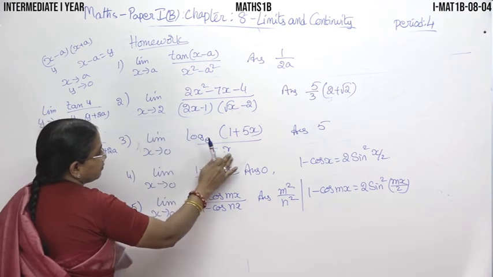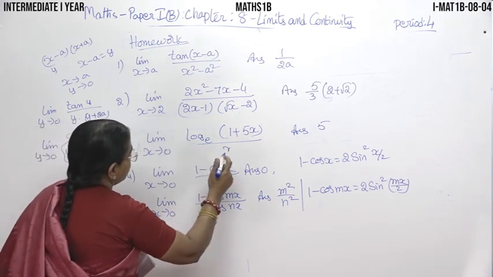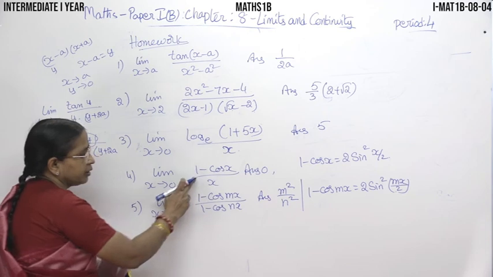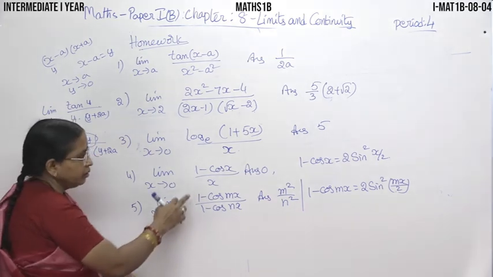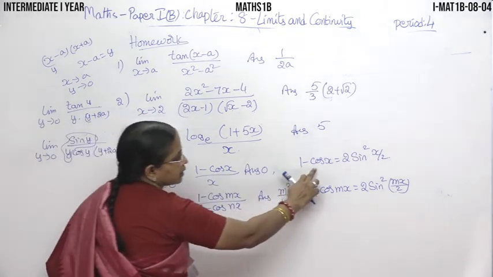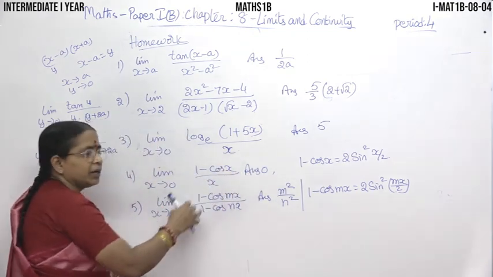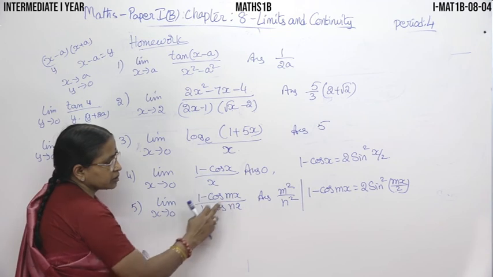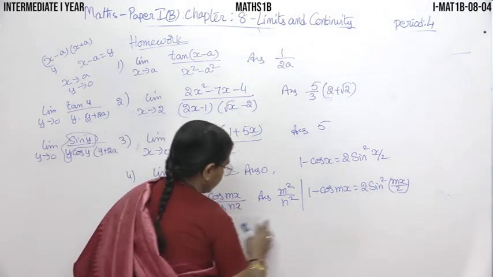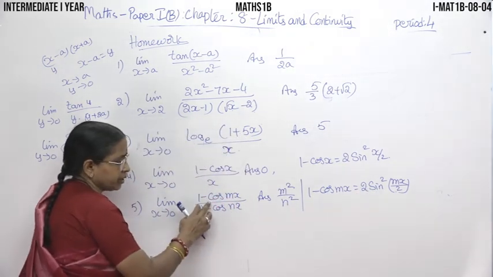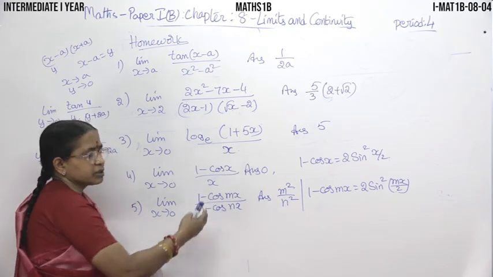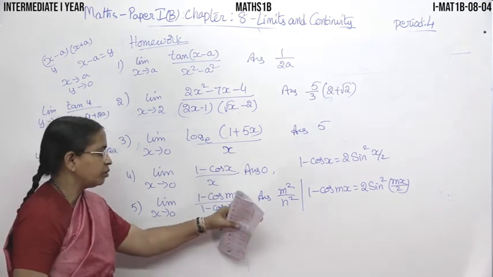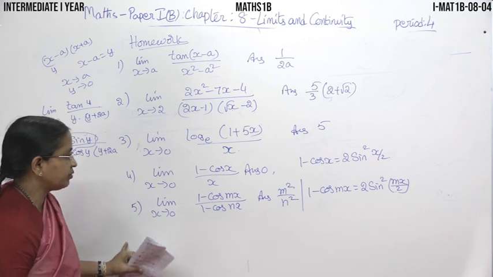Okay, next the problem is this by x, and here also we solved a similar problem just now. Write 1 minus cos x as 2 sin square x by 2, multiply and divide by x by 2 like that. And 1 minus cos mx is 2 sin square mx by 2, and 1 minus cos nx is 2 sin square nx by 2. So multiply and divide by m square, n square, mx by 2 whole square, and you can simplify. You can try these problems.